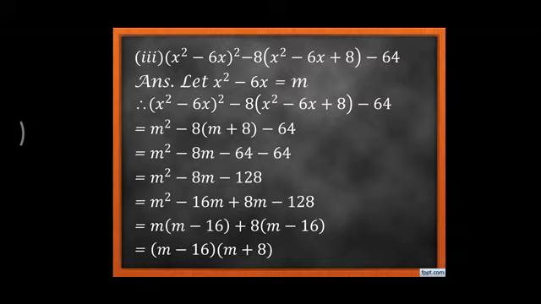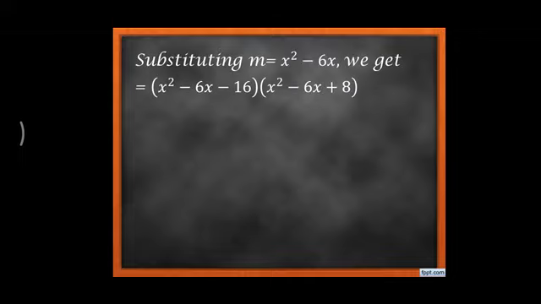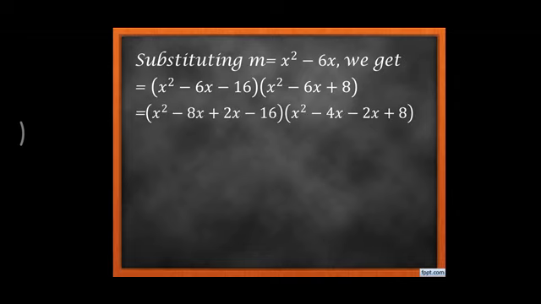Again, what will we do? We will resubstitute the value of m, that is m equals x² − 6x. We will put it back. So we have (x² − 6x − 16)(x² − 6x + 8). Now we can further factorize it. 16 can be split as 8 twos are 16 and 8 minus 2 is 6.